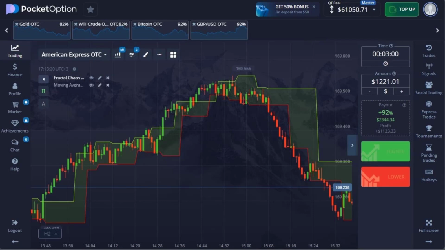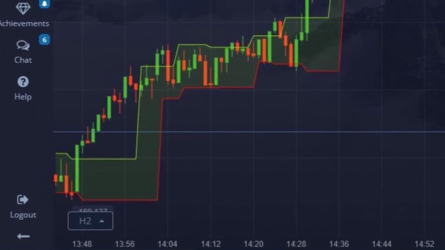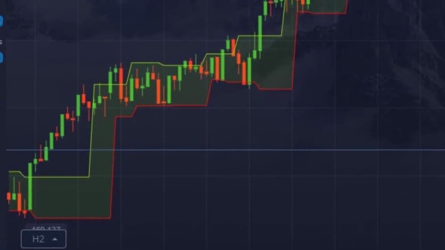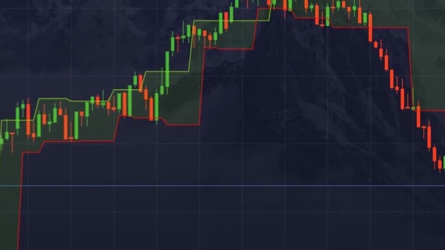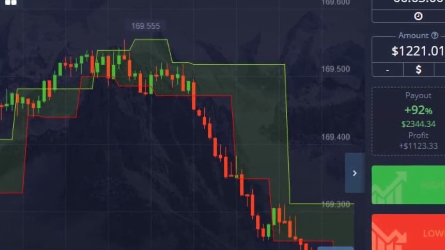The Fractal Chaos Bands system generates trading signals based on an indicator developed by Australian trader Edward William Dreiss. In this case, a breakthrough is not simply an update of the minimum or maximum of the fractal, but the closing of the candle beyond this level.